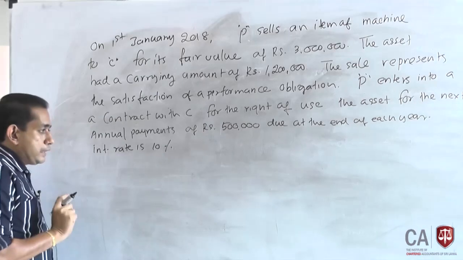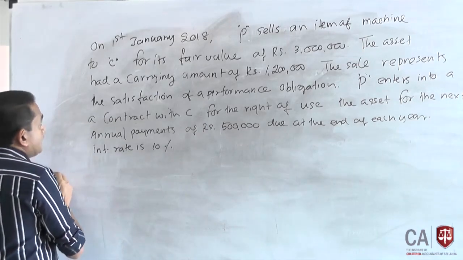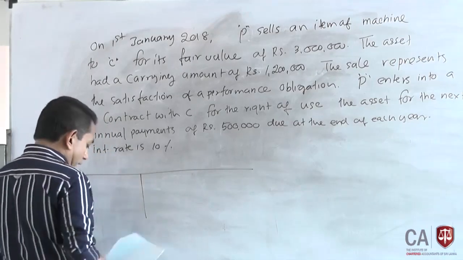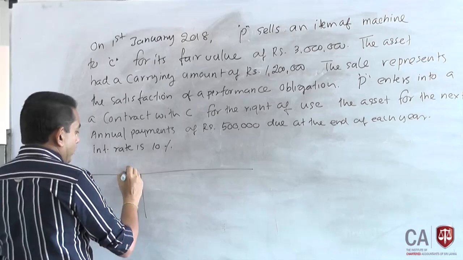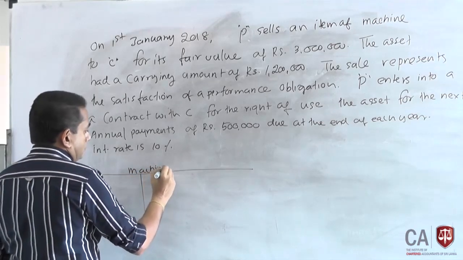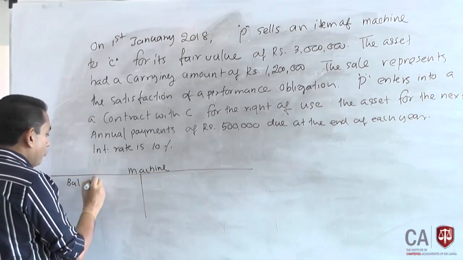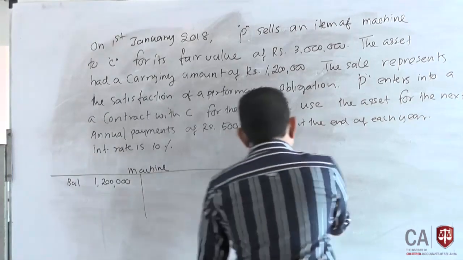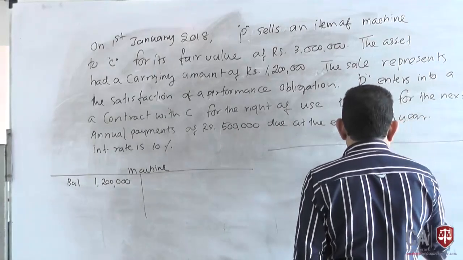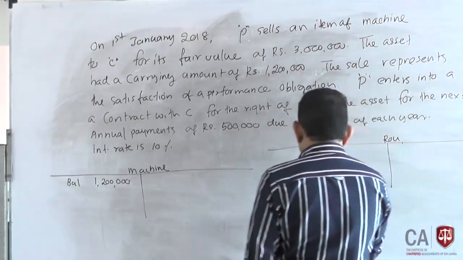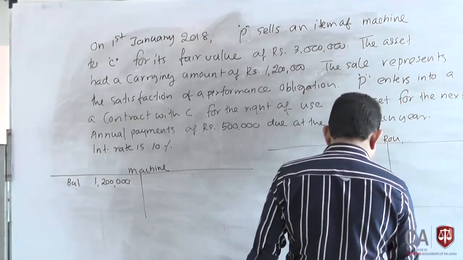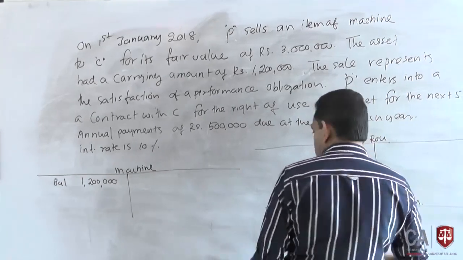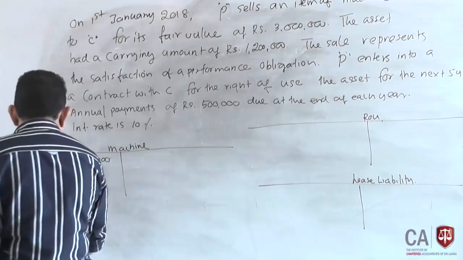Now, this is the accounting in the books of the seller lessee, that is company P. Let me open up underlying asset, that is a machine. What is the balance now? Carrying value is 1.2 million. And we need to open up right of use asset account, lease liability, and sale and lease back.